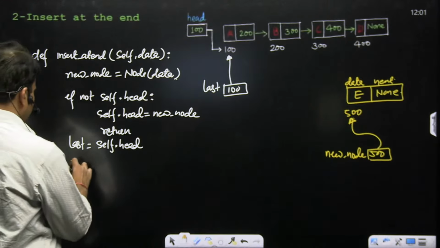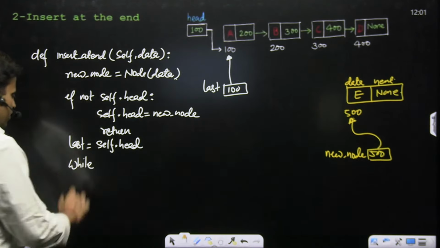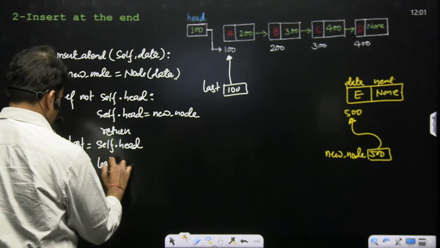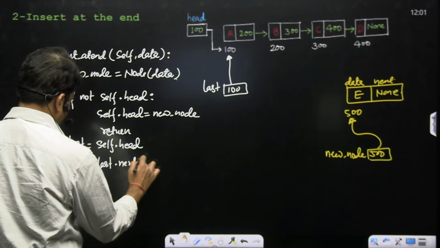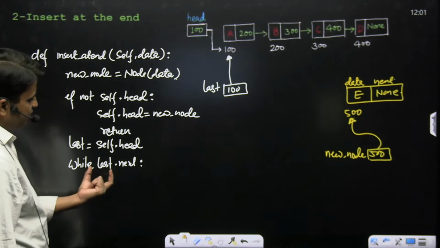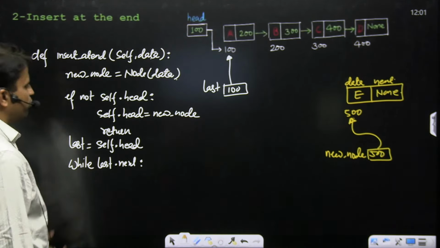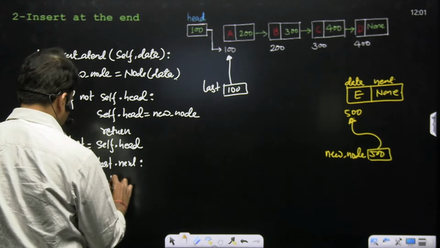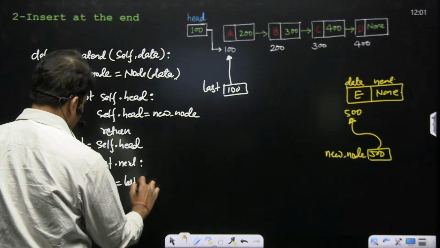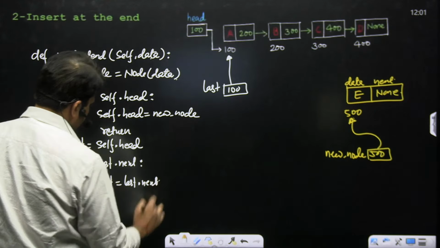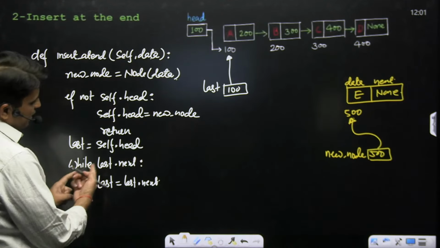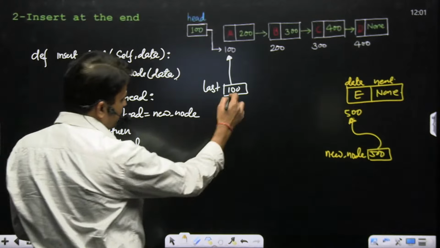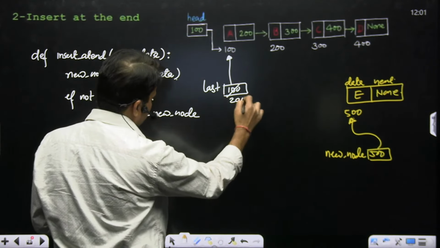Traverse this entire linked list while last.next is not equal to None. If this condition is true, you enter the while loop and traverse: last equals last.next. Sir, what is the meaning of this, student? Sir, last.next is not None, na? Yes, last.next is not None. Then last equals last.next. Last equals last.next is what, sir? 200. So then this is a loop.